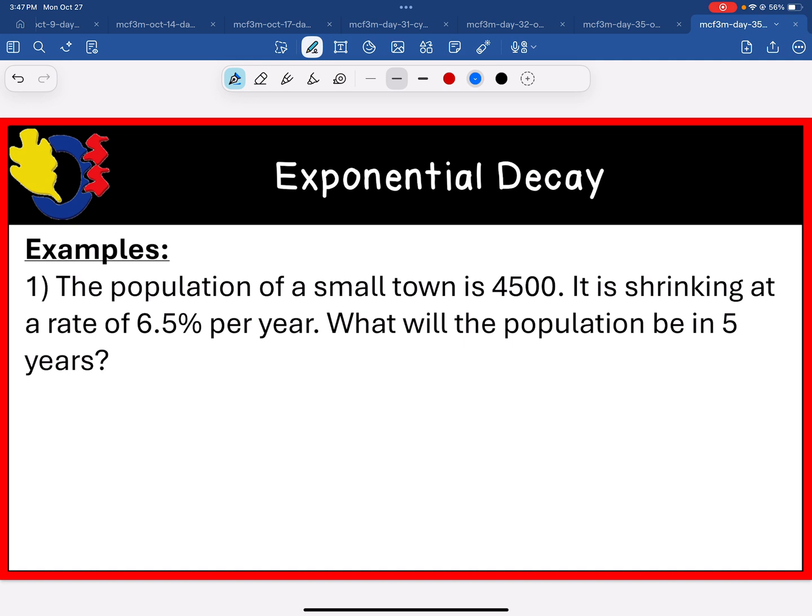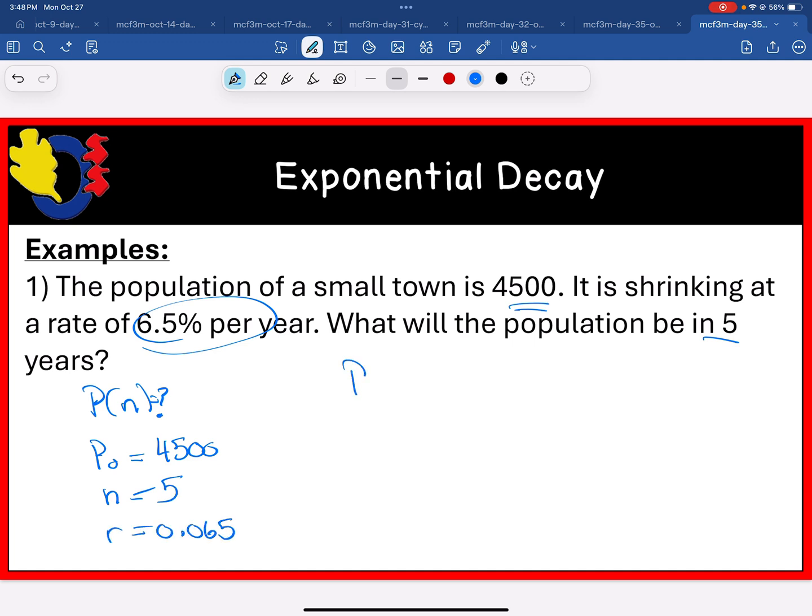The population of a small town is 4,500. It is shrinking at a rate of 6.5% per year. What will the population be in 5 years? So P at N is what we're looking for. P naught is the initial amount of 4,500. N, so 5 years, and our rate is 6.5, so 0.065 if we divide by 100. Okay, same formula, except instead of plus R, we're subtracting R.